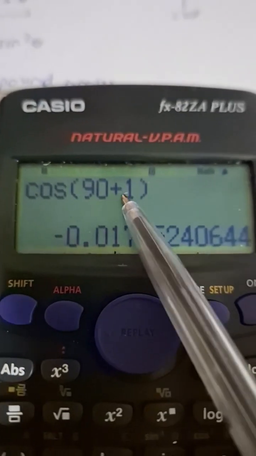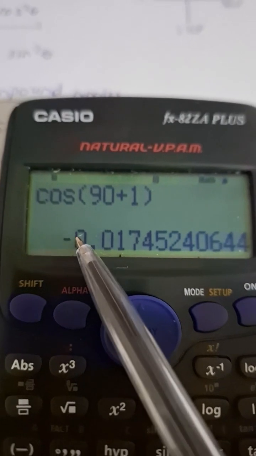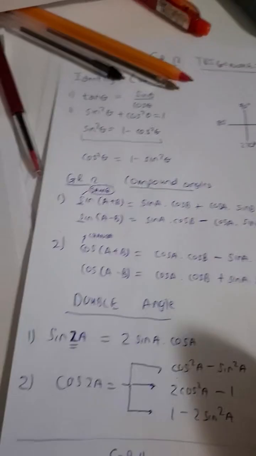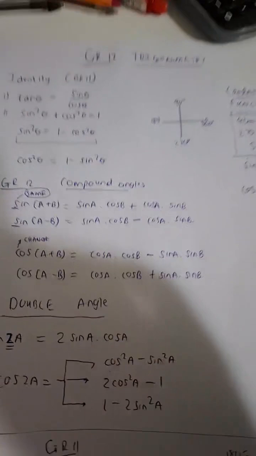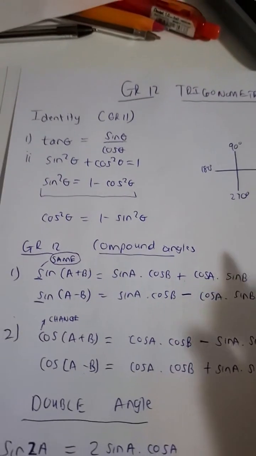The sign, your calculator can just help you. You just substitute 1 in the place of theta. You will always get what the sign of the expression should be. Okay, so that is just a quick summary, guys, a quick overview of what you should know as you go into trig in grade 12.